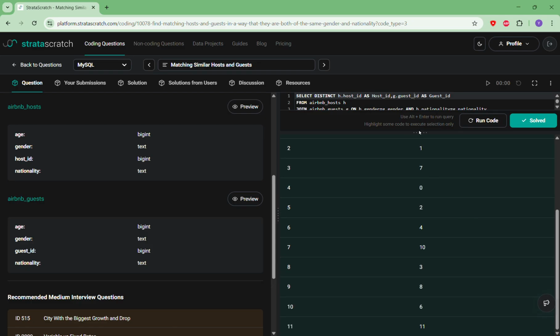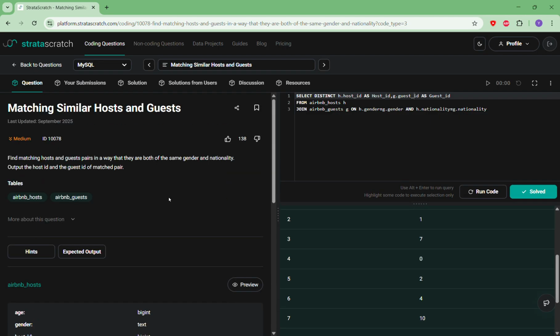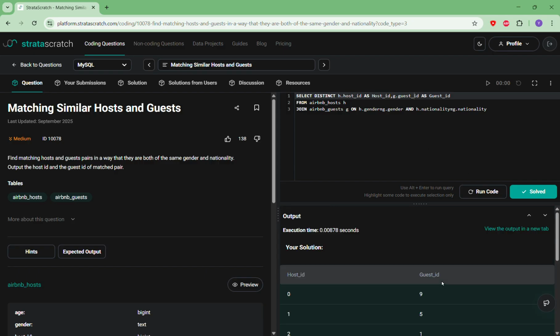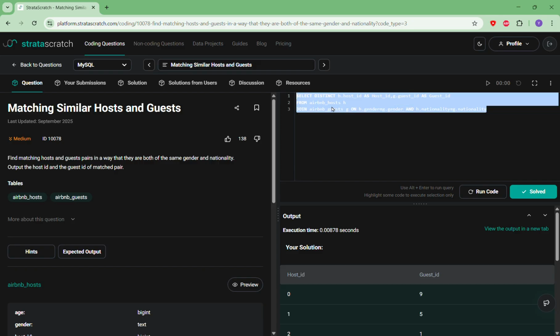So this question was easy, and we could use a CTE and then divide this into parts, but this is more precise and short. So I hope it was clear. Thank you.